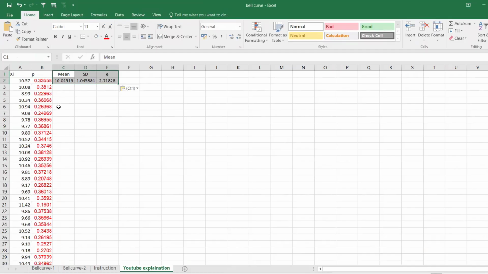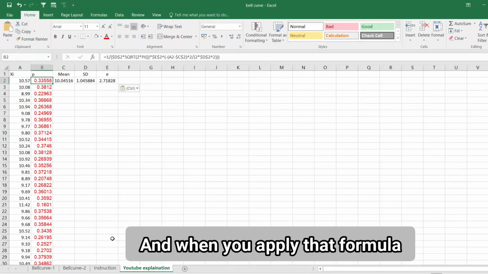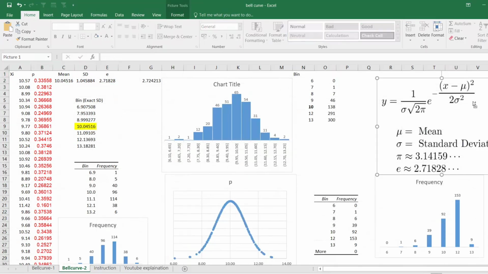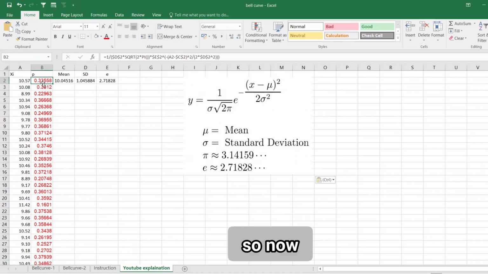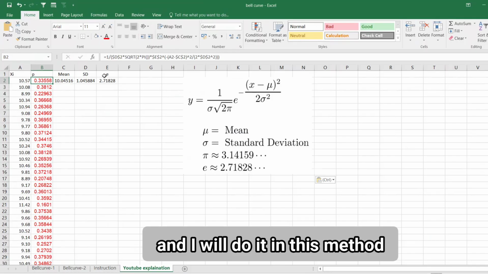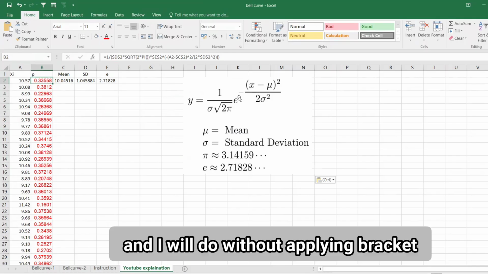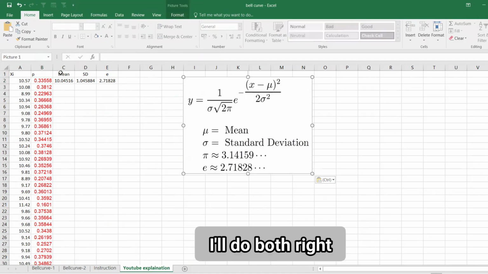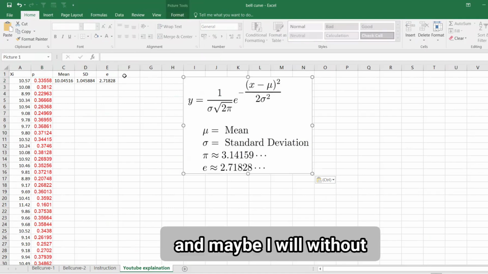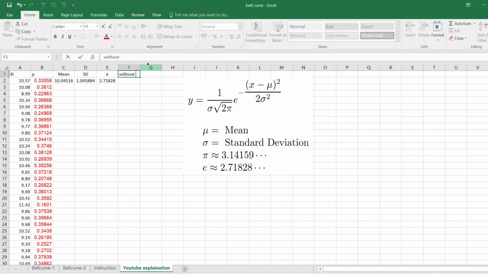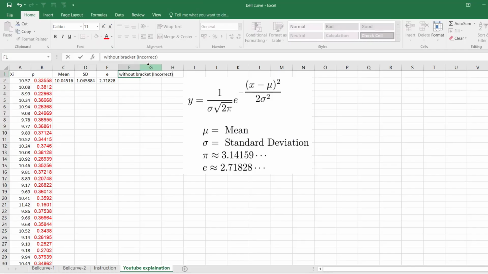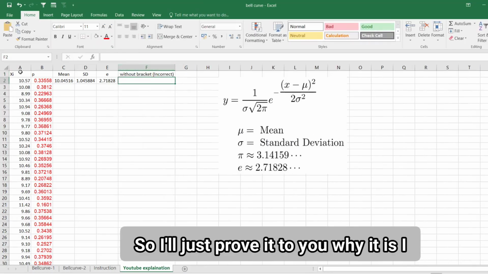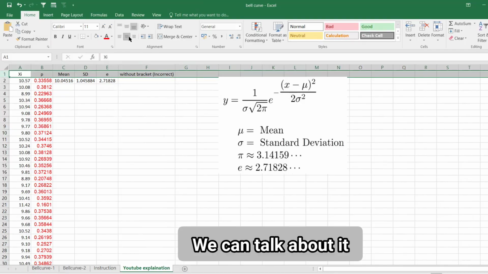Now this looks easy, and this is the formula we have talked about. So now let's apply that formula. I will do it in this method, without applying brackets, and see what happens. I'll do both. First, without brackets, I will apply this. So you see, this is an incorrect method. I'll prove to you why I'm stressing so much on this.